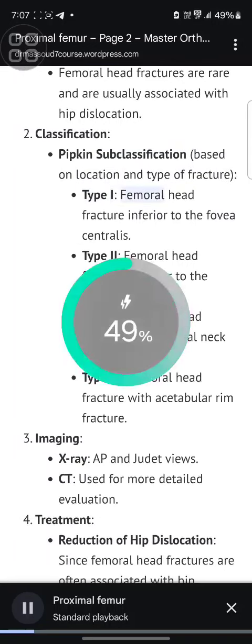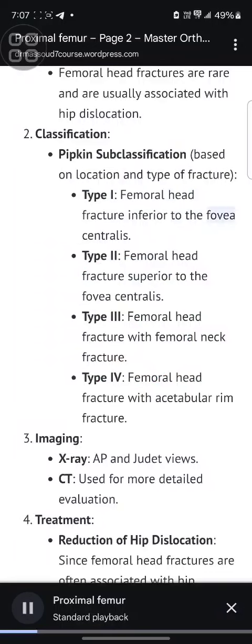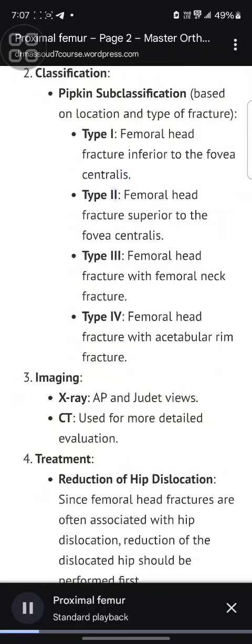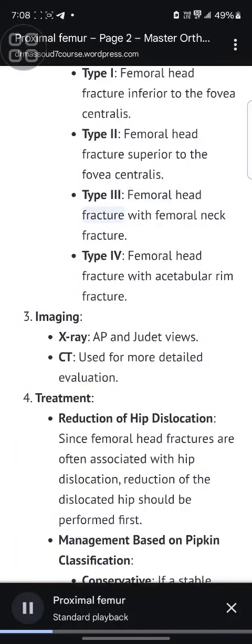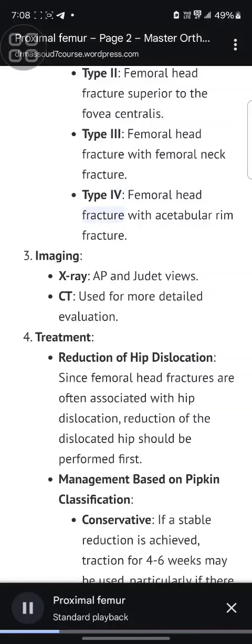Type 1. Femoral head fracture inferior to the fovea centralis. Type 2. Femoral head fracture superior to the fovea centralis. Type 3. Femoral head fracture with femoral neck fracture. Type 4. Femoral head fracture with acetabular rim fracture.